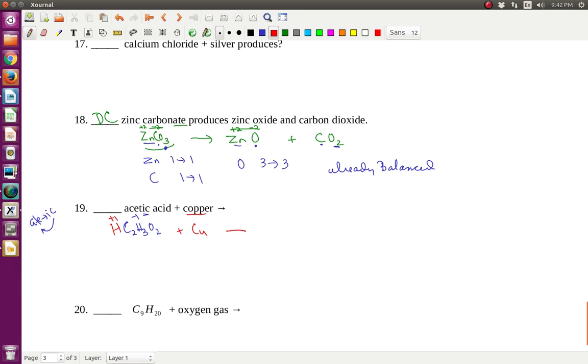Now, if this was going to work, we have a single, and it's going to replace, so we end up with copper, and copper can have a +1 charge, and then C2H3O2 with a -1 charge, and then we'd have hydrogen, and it's diatomic. Hydrogen, nitrogen, oxygen, so H2. But you have to make sure that copper can replace hydrogen.